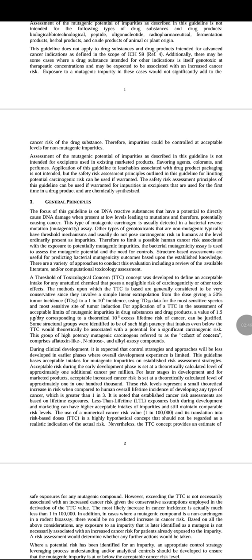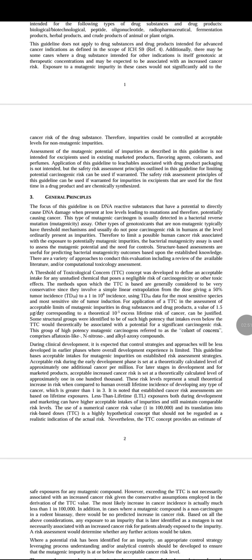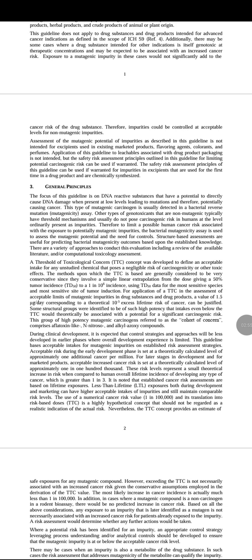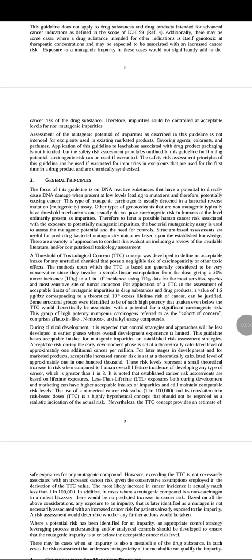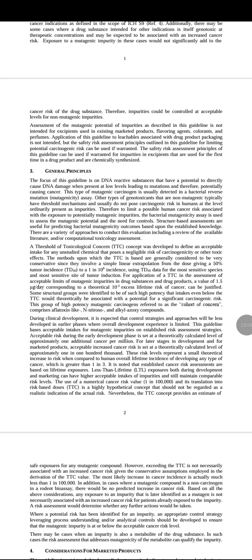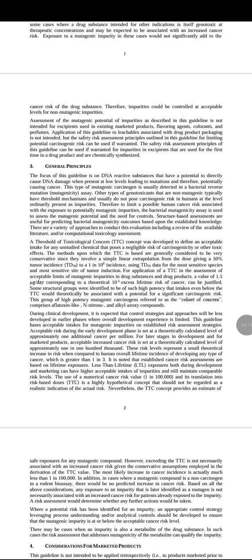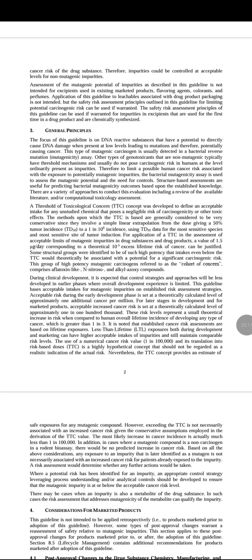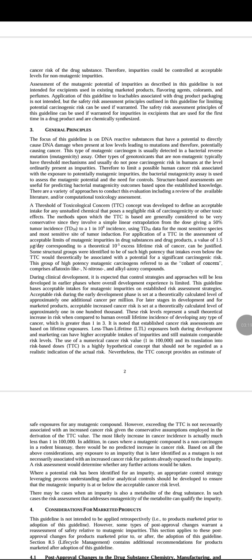This guideline is not applied to drug substances and drug products intended for advanced cancer indications, as described in ICH S9. Additionally, there may be some cases where the drug substance is intended for other indications but itself is genotoxic at therapeutic concentrations and may be expected to be associated with an increased cancer risk. Exposure to a mutagenic impurity in these cases would not significantly add to the cancer risk of the drug substance. Therefore, impurities could be controlled at acceptable levels for non-mutagenic impurities.